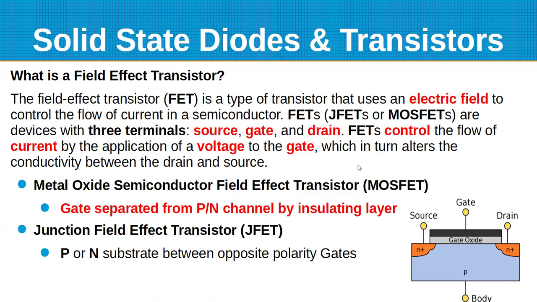basically, you have to remember that the field that's created by the gate voltage controls the amount of current that flows between the source and drain, similar to the way the base works on the bipolar. The junction field effect is similar, but construction is slightly different. For the general exam, you really only have to know about metallic oxide semiconductors and what the metallic oxide stands for.